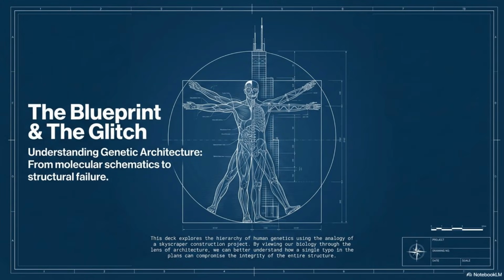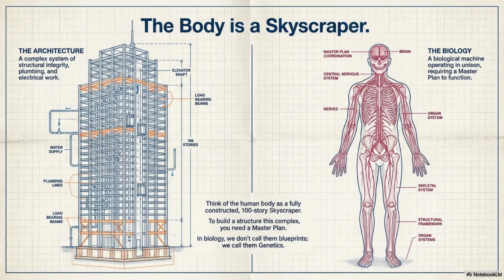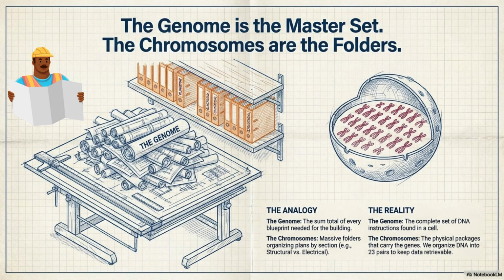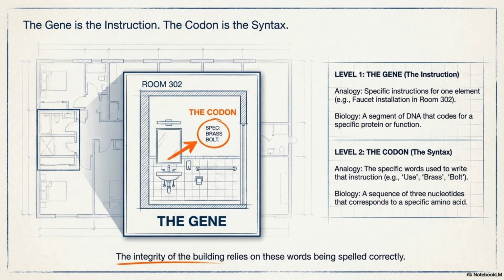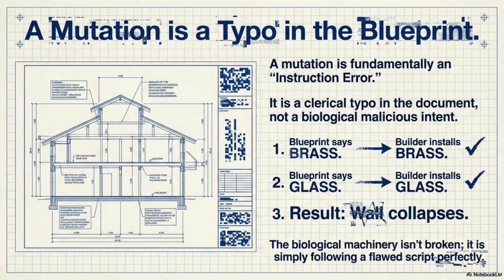The blueprint and the typos. Think of the human body as a skyscraper. The genome is the entire set of blueprints for the building. Chromosomes are the massive folders containing different sections, plumbing, electrical, structural. Genes are the specific instructions for one single thing. Example, the faucet in room 302. Codons are the words in the instruction. Example, use brass bolt. Mutations are a typo in that instruction.